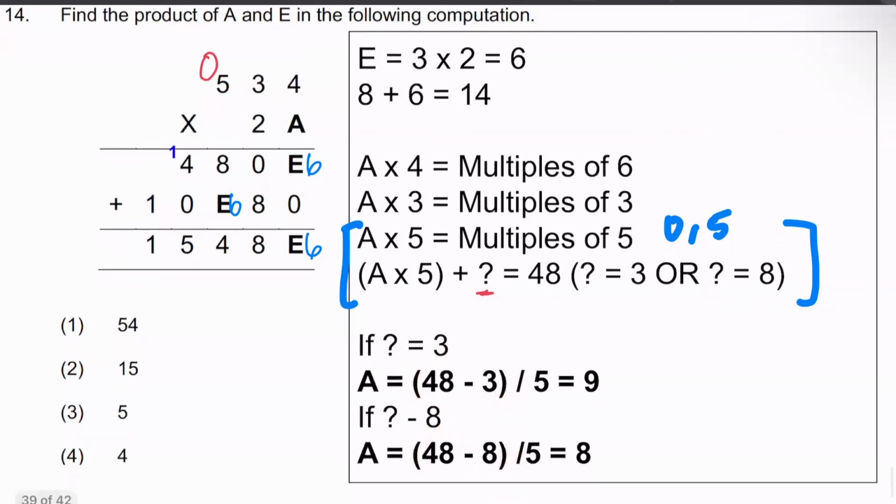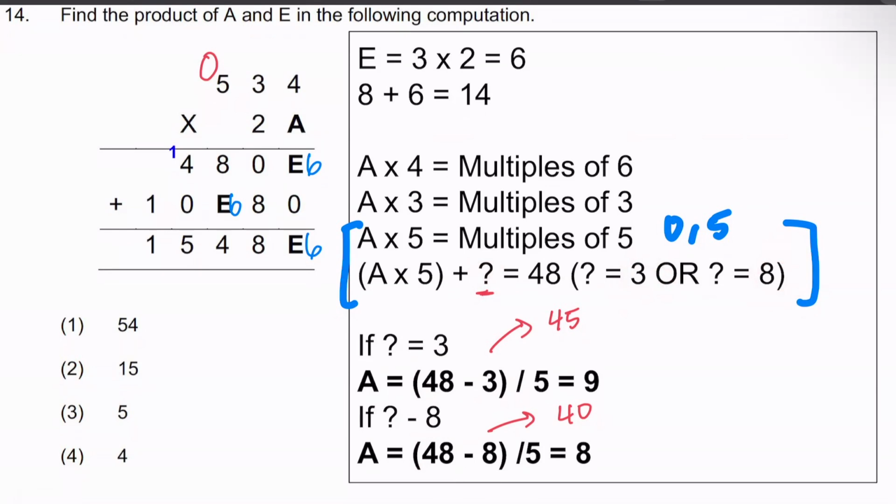Why? Because if you do 48 minus 3, you get 45. If you do 48 minus 8, you get 40. Are those multiples of 5? Yes, they are multiples of 5. Why? This ends with 5, this ends with 0. So let's test out our theory. Is the question mark here 3 or is it 8?